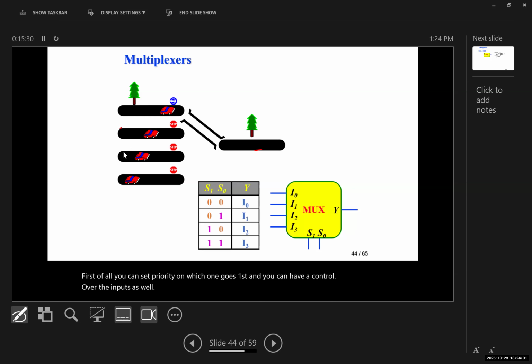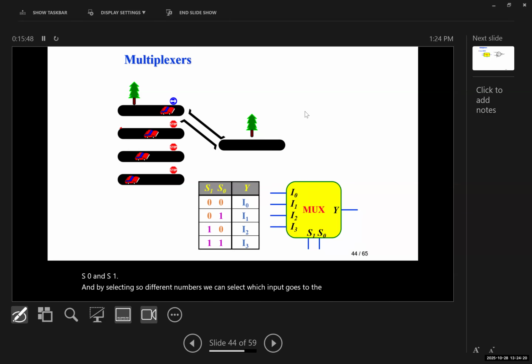And to have that control, we have 2 pins. We call it the select pins. We show it with S0 and S1. And by selecting different numbers, we can select which input goes to the output.